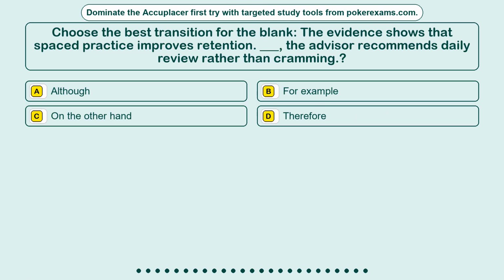Question 21. Choose the best transition for the blank. The evidence shows that spaced practice improves retention. Blank. The advisor recommends daily review rather than cramming. Option A. Although. Option B. For example. Option C. On the other hand. Option D. Therefore.